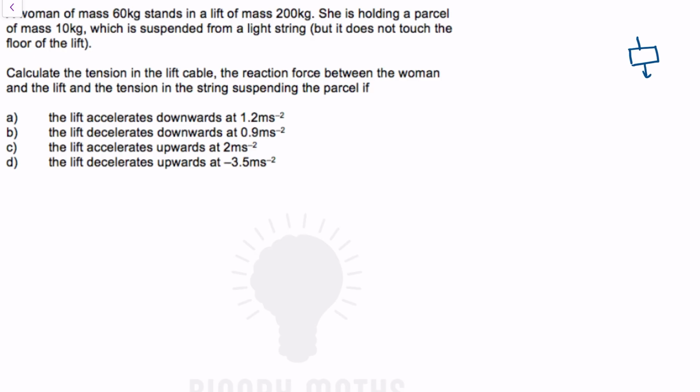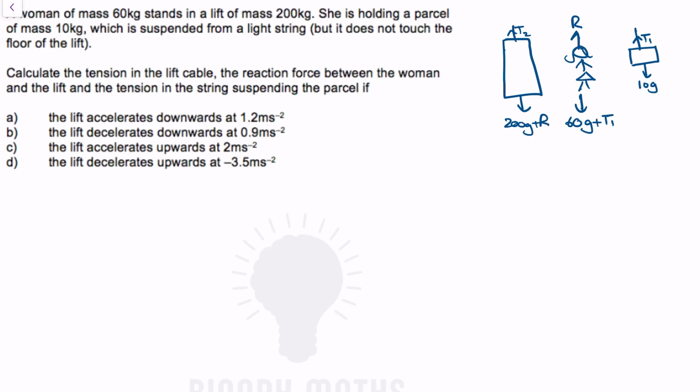So the parcel feels its own weight, so it's 10 G. There are two types of tension happening, so let's call it T1, the tension on this parcel string. There's a woman. She feels her own weight, which is 60 G, plus the tension pulling her down from the parcel string. And then there's a reaction force with the lift. The lift feels tension pulling up, which is tension 2, different to tension 1. It feels its own weight, which is 200 G, plus the reaction from the woman, obviously the force from the woman pushing down. It's a reaction force.